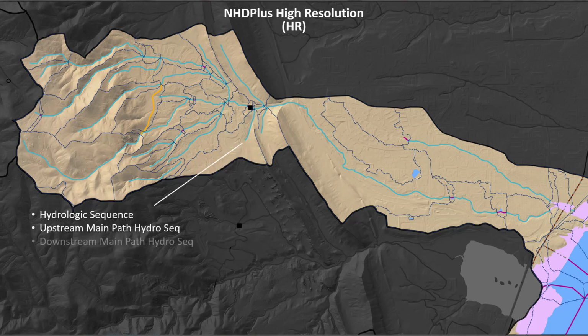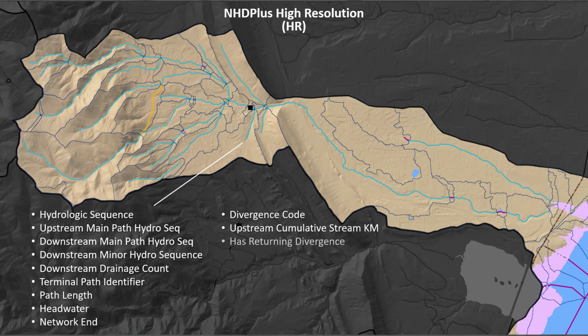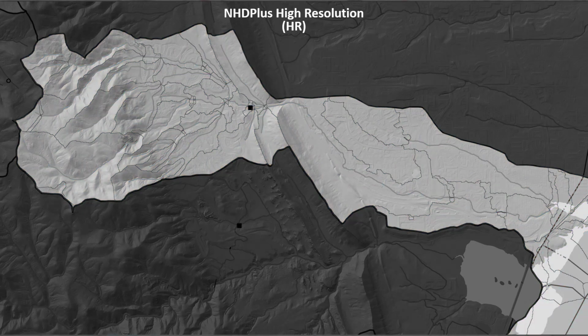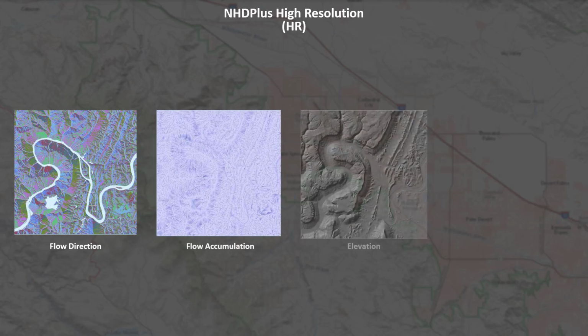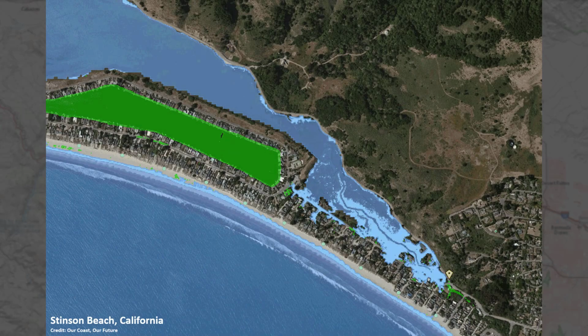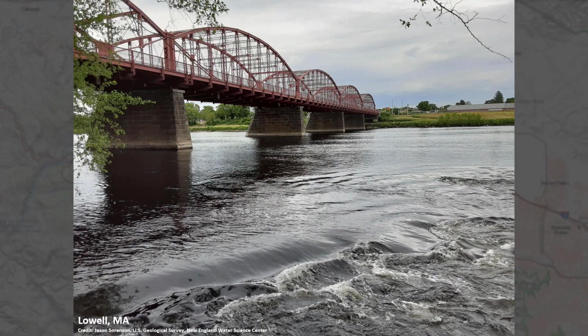NHD Plus High Resolution also indicates value-added attributes, or VAAs, that enable NHD Plus High Resolution to better model water flow for stream network navigation, analysis, and display. NHD Plus High Resolution also includes flow direction, flow accumulation, elevation, hydro-enforced elevation, and other raster datasets used in or created during the NHD Plus High Resolution production process. Applications of this dataset range from environmental modeling to bridge and culvert infrastructure engineering.